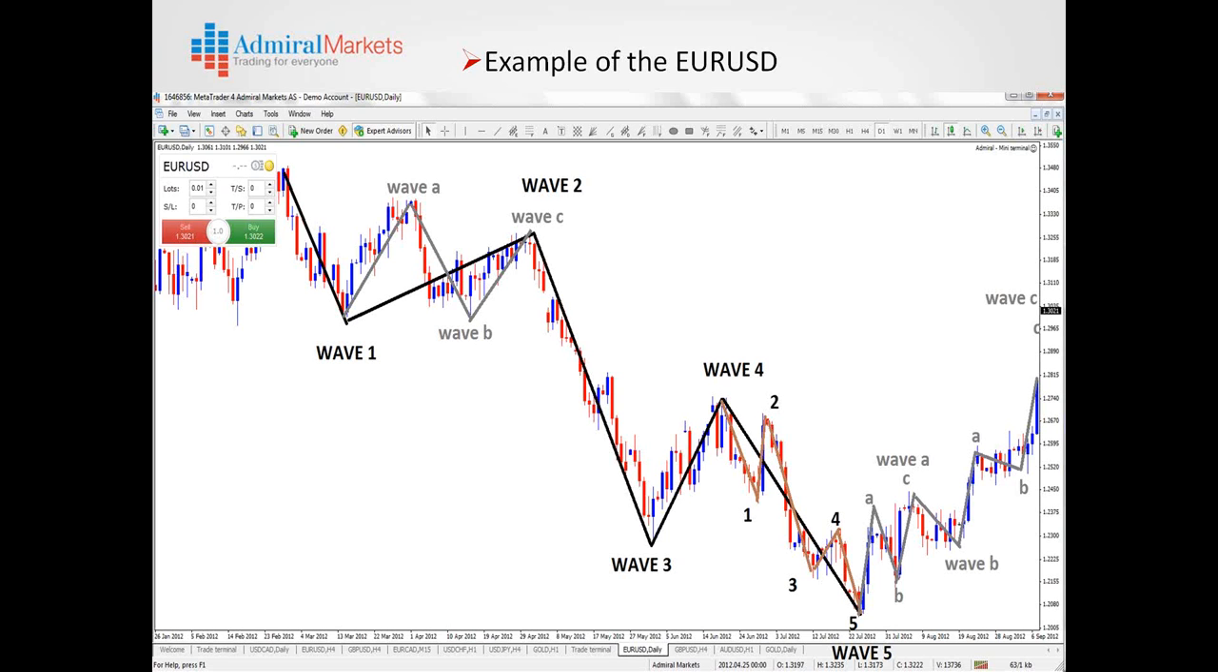Then again, if we wanted to look at the structure within these waves, within wave 1, wave 3, wave 5, wave 2, wave 4, we'd have to zoom into the 4-hour chart to analyze and understand what the structure of the Elliott Wave Theory is within those waves. And then we'll get subwaves within wave 3, for example. Okay, so I hope that's clear.